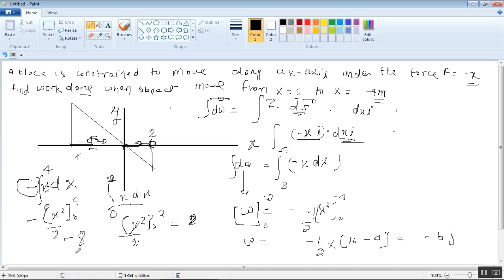So work done is equal to minus 8 plus 2, which is minus 6. Whatever method you want to use, all are very important methods. You can do it by the graph method or by this vector method.